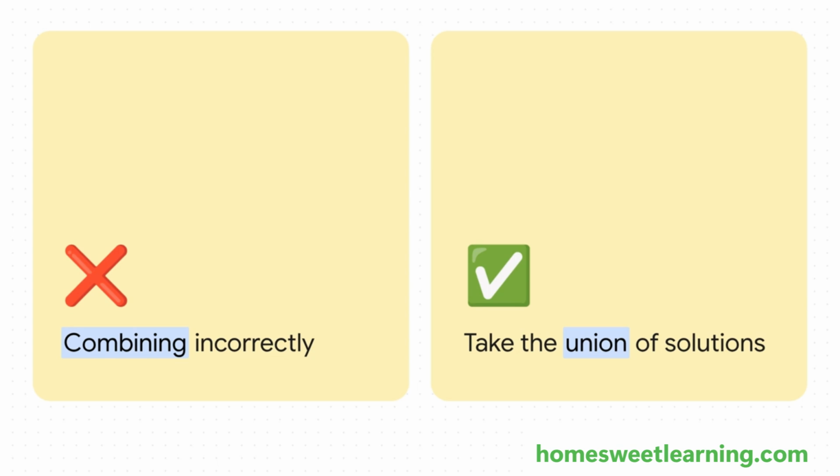Second trap, combining incorrectly. Please do not trip right at the finish line. After you've done all that incredibly hard work solving independent cases, you have to combine your results by taking the union of all valid solutions, never the intersection. You want to gather up everything that worked across all your distinct scenarios into one big, happy solution set.